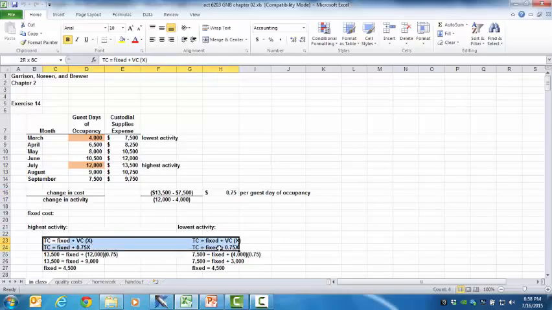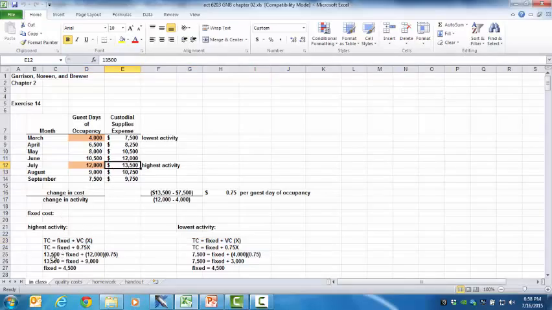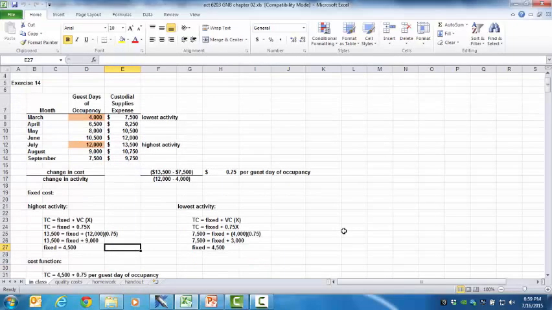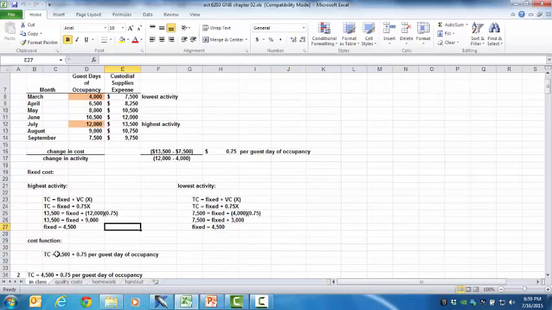We're going to take that relationship I just showed you a moment ago, that the total cost is equal to the fixed plus the variable rate times some quantity x. And you have two data points. And so if I look at the highest, the total cost is $13,500. The number of guest days is 12,000 and the rate is 75 cents, and I can solve for fixed. I'll do the same thing for the lowest activity using the 7,500 for the 4,000 at 75. And when you solve both of these, you'll note they yield exactly the same dollar amount, 4,500. So putting this together, we could say our total cost function is 4,500 plus 75 cents per guest day of occupancy.